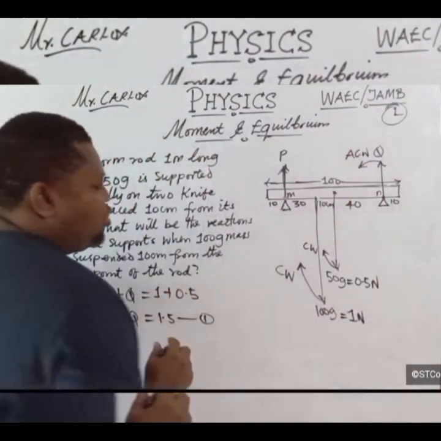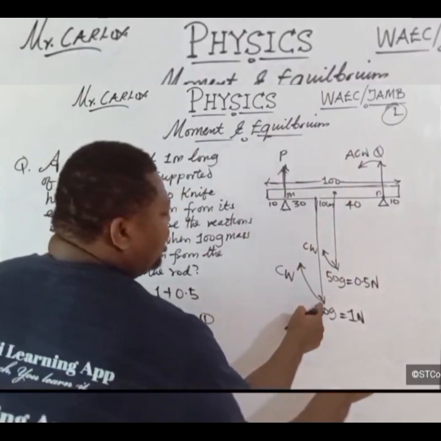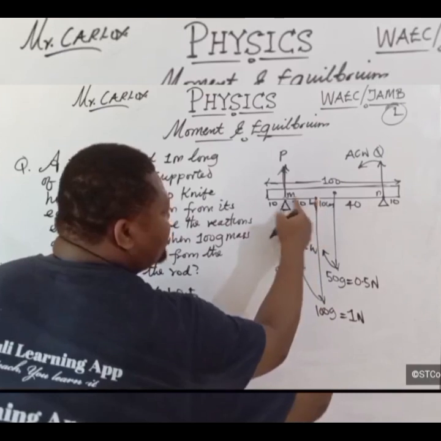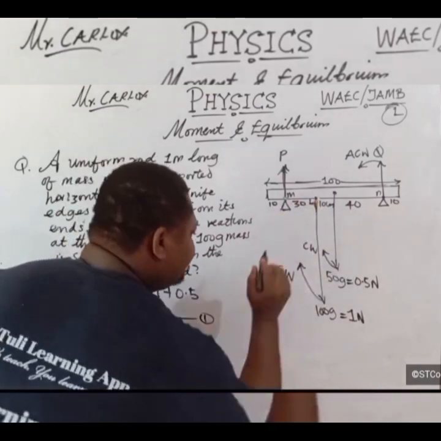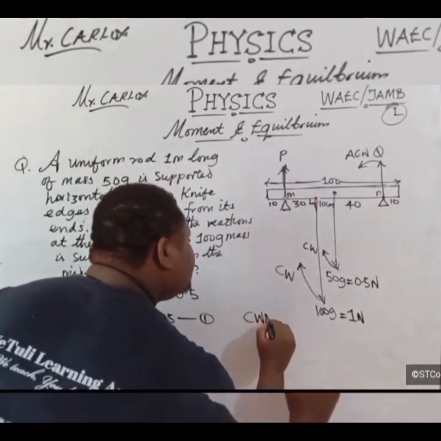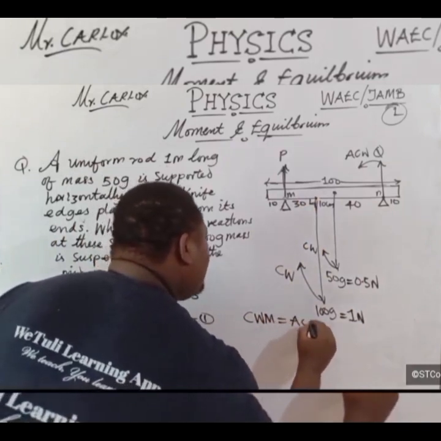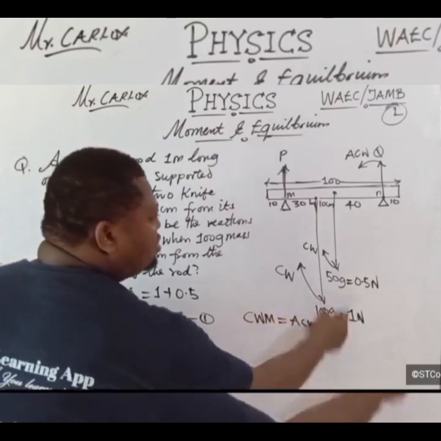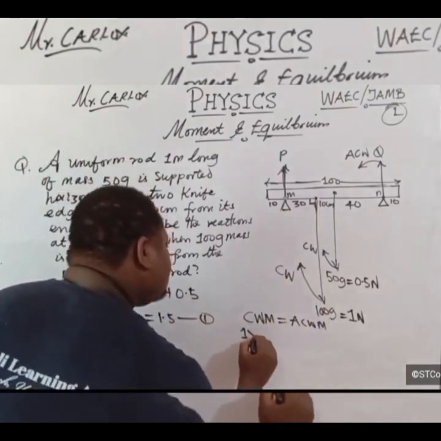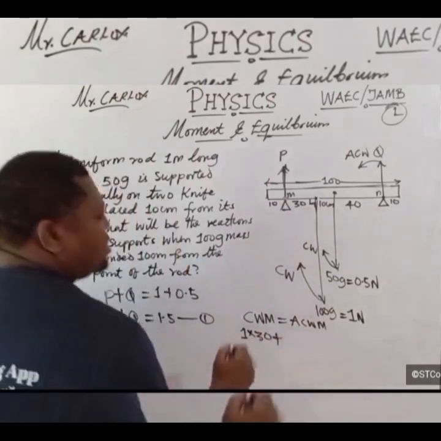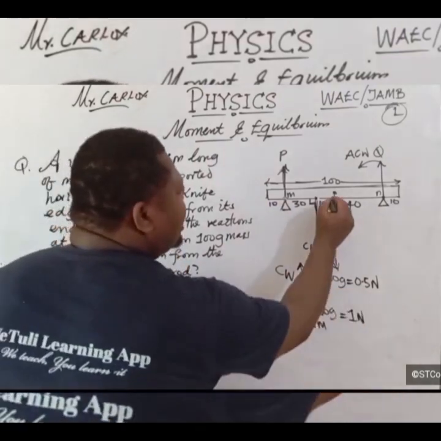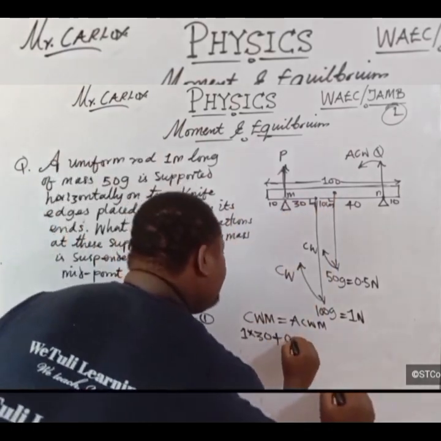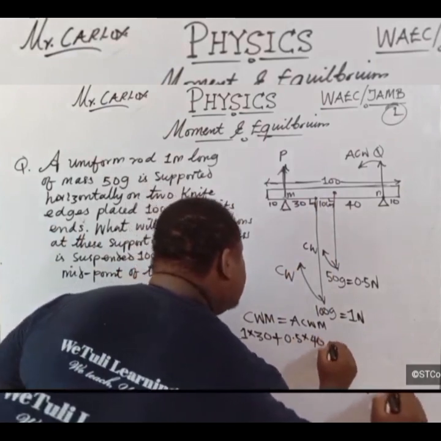So for the first one, the force here is 1 times the perpendicular distance of 30, so 1 times 30. We can say clockwise moment is equal to anti-clockwise moment. For the clockwise moment, the first is 1 times 30, plus the second force 0.5 times the total distance here, 10 plus 30, which is 40. So 0.5 times 40.